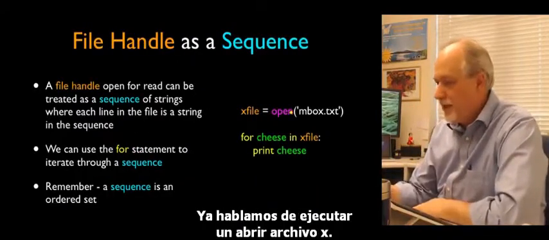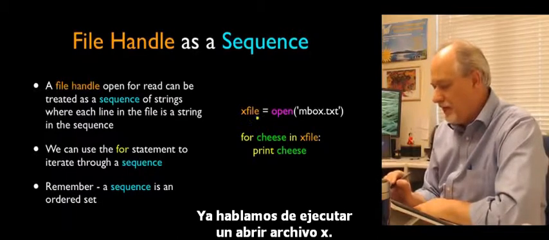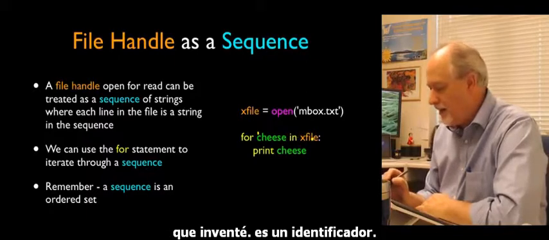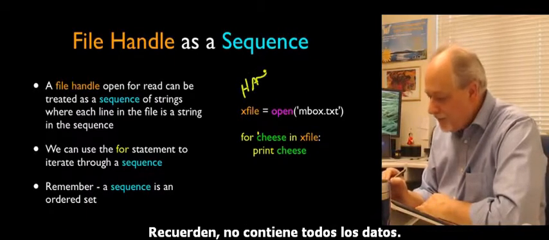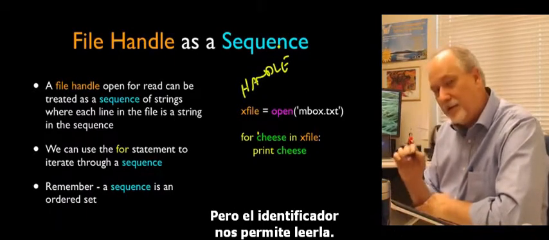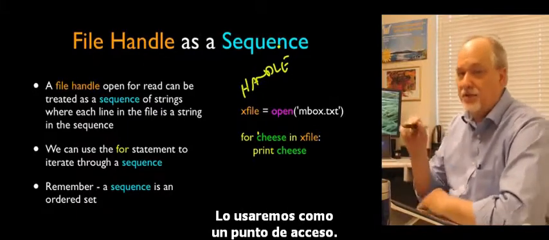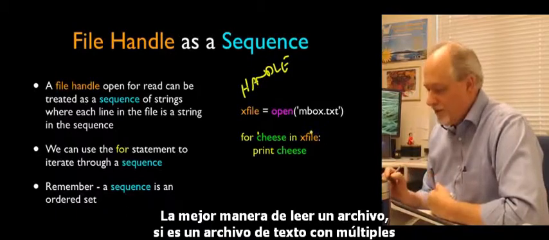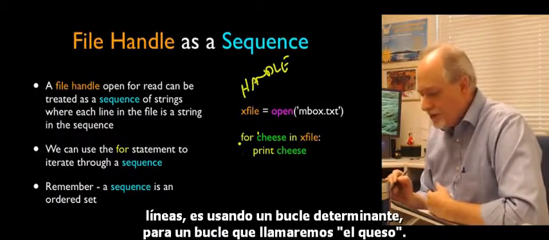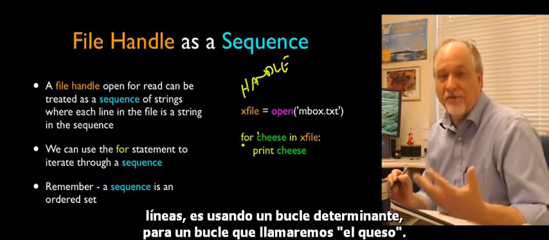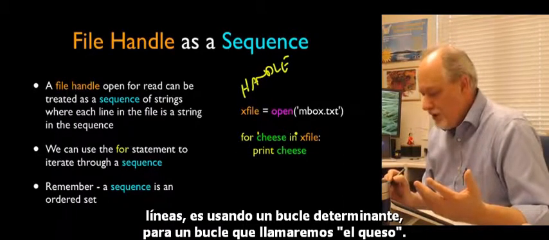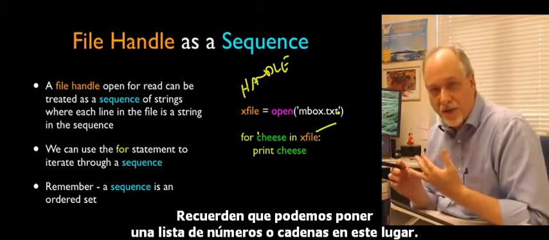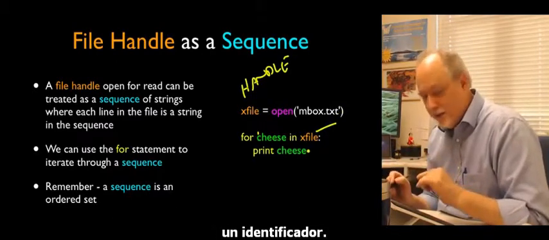Well, we've already talked about doing an open, X file. And this X file, again, is just a mnemonic name that I made up. This is a handle. Remember, it's not all the data, but the handle is the way that we can read the data. We can use it as an access point. The coolest way to read a file, if it's a text file with multiple lines, is to use a definite loop, a for loop. For cheese in X file. So this, remember we would put a list of numbers or a string here. Now we've put a file handle here.